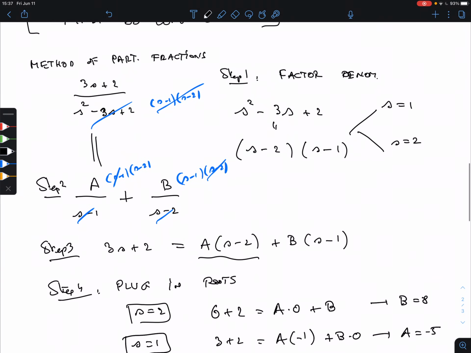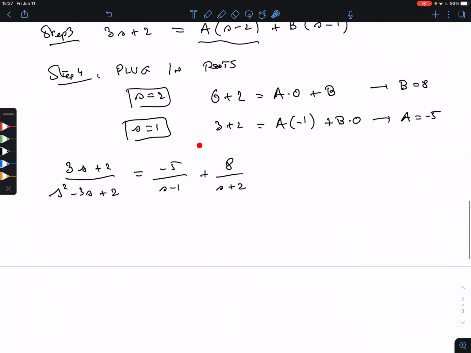And I remind you that, okay, I chose this order, first s minus 1 and s minus 2, but the order is irrelevant. If you write it in a different order, eventually you're going to get the same result, perhaps written as a sum of fractions in a different order, but that's it. It's only the order that is different. Okay, so this is where we are.